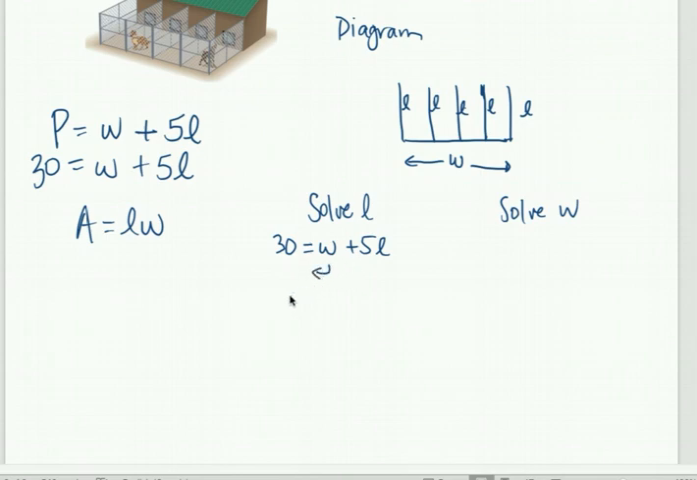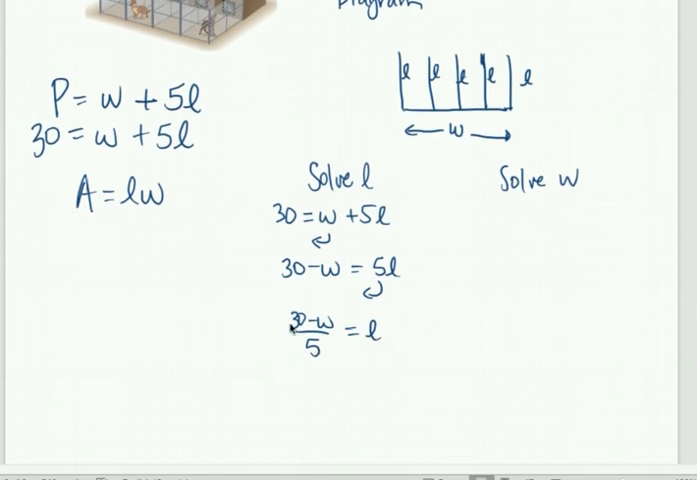we'll move the W, subtract on that side. Now we'll divide the 5 away. Okay, then we get to there. So we have that equaling length. So it's a little tricky. You're going to plug it in, and then you have a fraction to deal with.